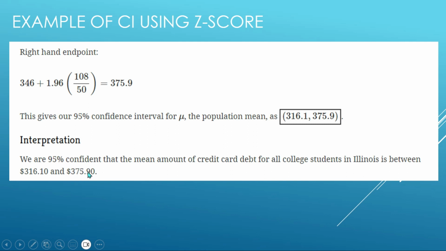And how confident are we about that? We are 95% confident. So we are 95% confident that the average of the population will be between $316 and $375 for all the students in the Illinois Institute.